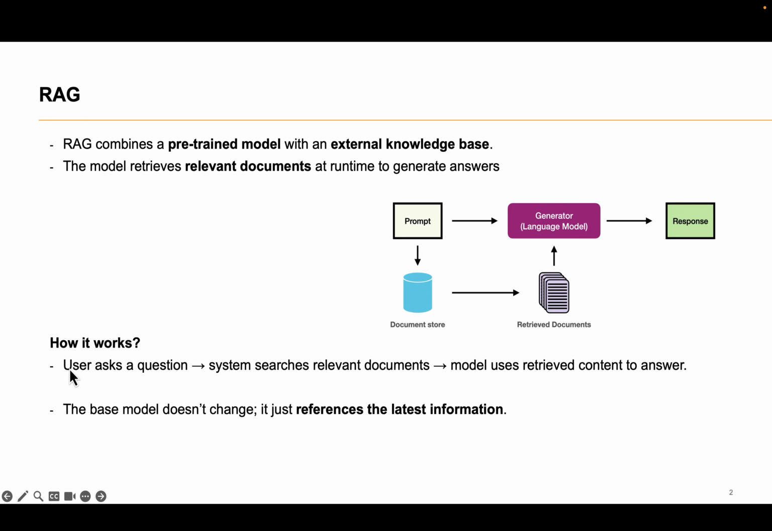So how does it work? The user asks a question, the system searches for the relevant documents in the vector database store, and then the model uses the retrieved content to answer. The base model doesn't change because you are not changing your model. It just references the latest information coming from the context.